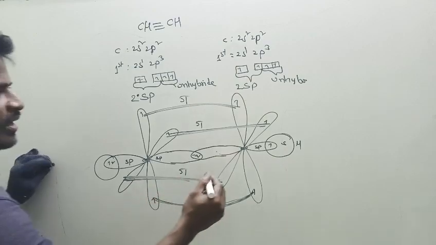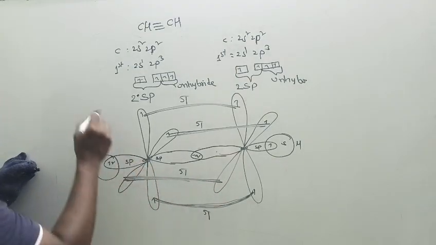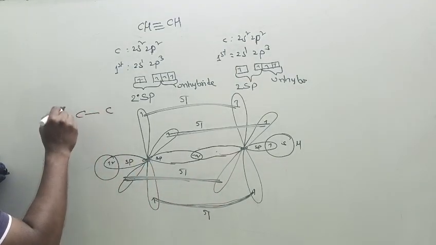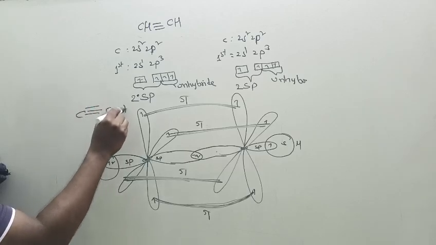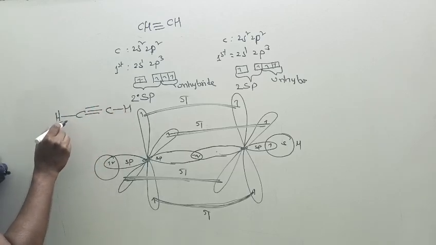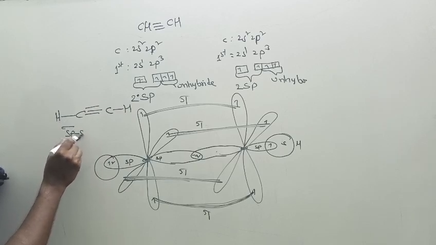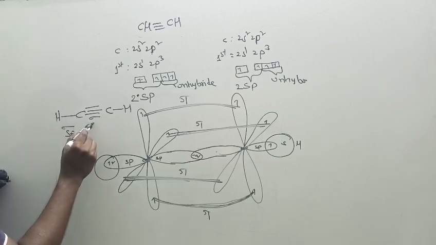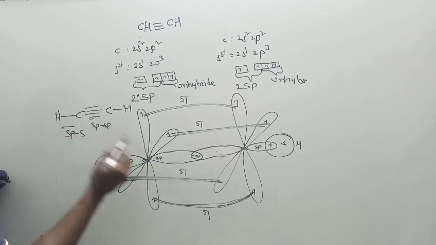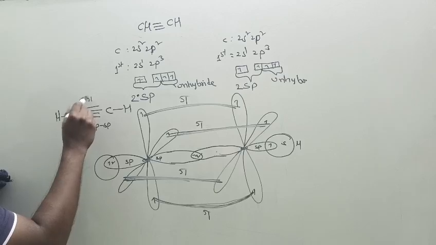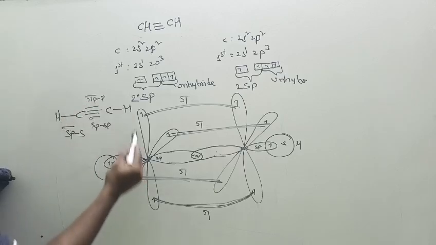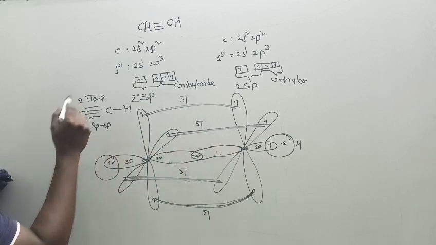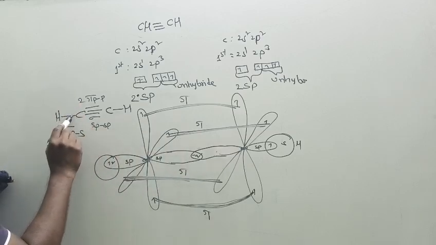Finally, the compound is sp hybridized, and it has two hydrogens. The C-H bond is formed by the sp hybrid orbital overlapping with the s orbital of hydrogen, and it has one sigma bond formed by the sp overlapping of each carbon, and the pi bond is formed by the overlapping of p orbitals. In total it has two pi bonds and three sigma bonds.